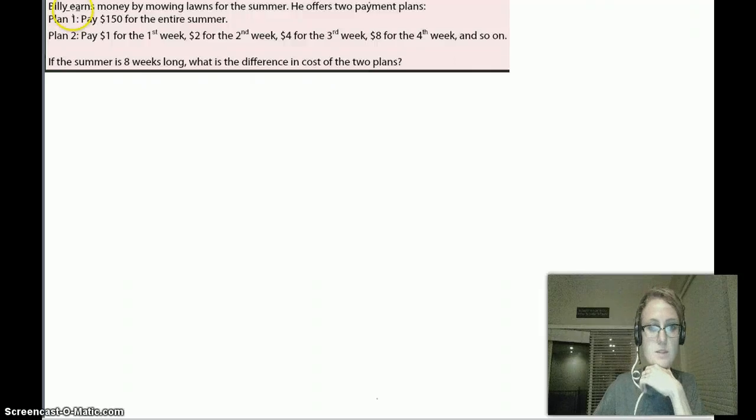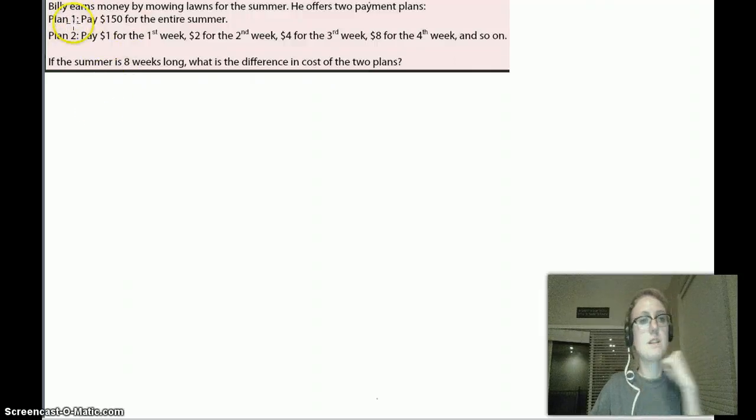Alright, let's take a look at this problem. It says Billy earns money by mowing lawns for the summer. He offers two payment plans. Plan 1, pay $150 for the entire summer.